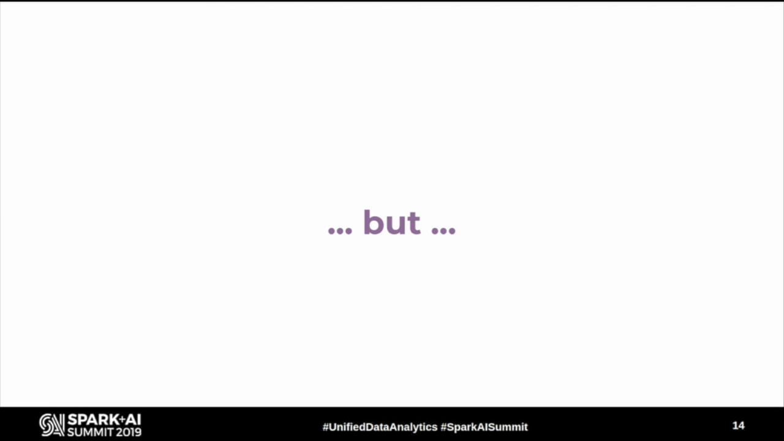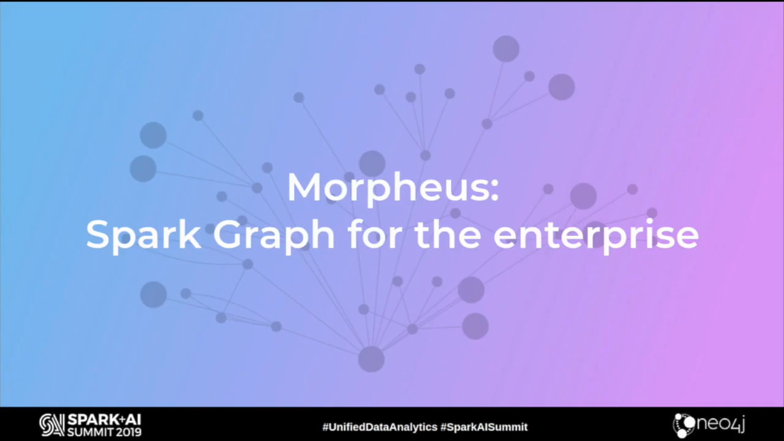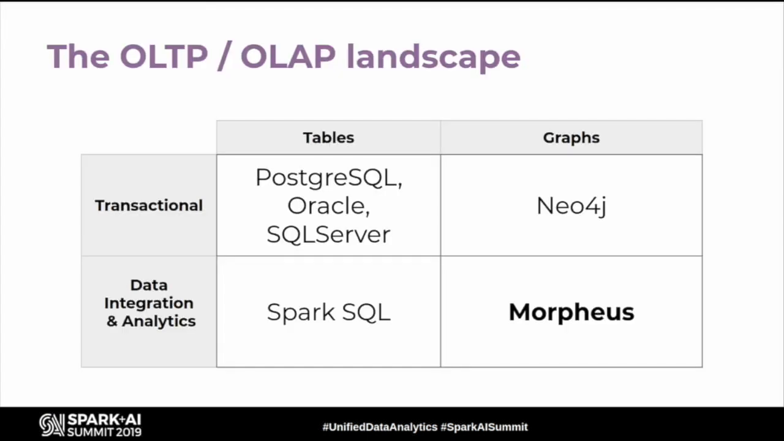However, if you want to use that now, there's Morpheus. Morpheus is our product from Neo4j, and we also call it Spark Graph for the enterprise. It has an extended feature set compared to Spark Graph. So let's first ask the question, where do we see Morpheus in the OLTP, OLAP landscape? Like I said before, Neo4j covers the field of transactional graphs quite well. And for the analytics side of things, we have Spark SQL, which has a large adoption and covers relational tables. But for the graph analytics world, there wasn't such a thing. So this is where we imagine Morpheus.